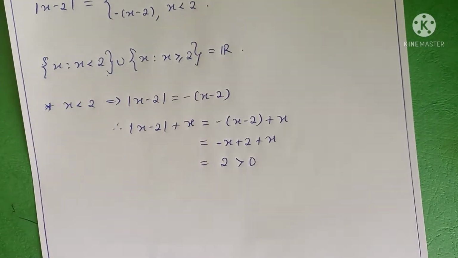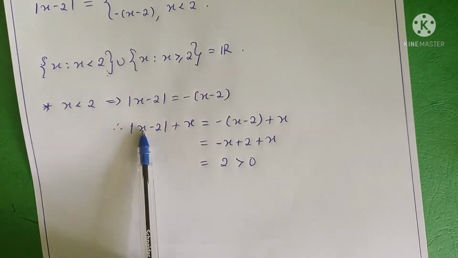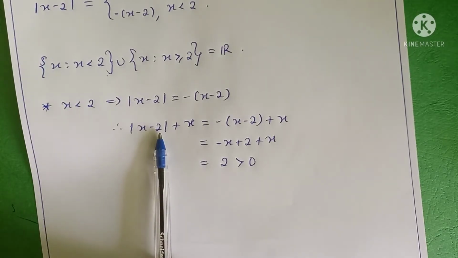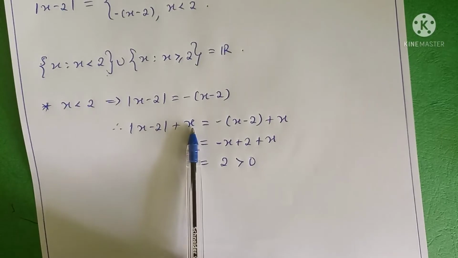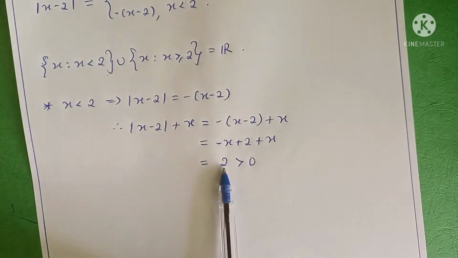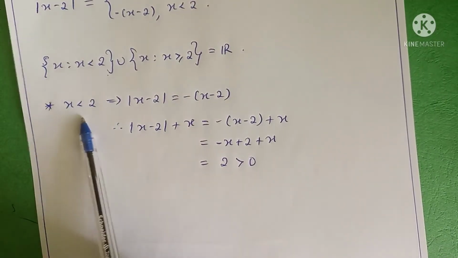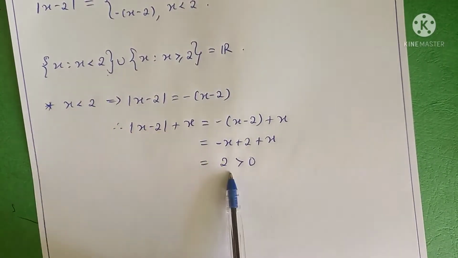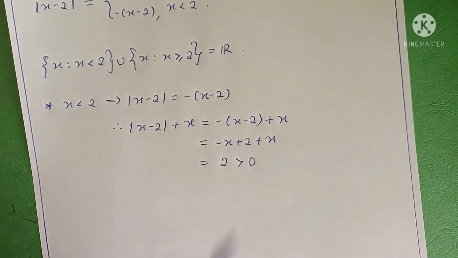If you pick another number, say negative 10, remember negative 10 is still less than 2. If you substitute negative 10 here, we're going to obtain negative 10 minus 2, which is negative 12. And the absolute value of negative 12 is 12. And 12 plus negative 10 is just the same as 12 minus 10. And 12 minus 10 is 2. So, whenever we pick a value which is less than 2, this expression will always give us 2. And we know that 2 is positive. So, we take the second branch.